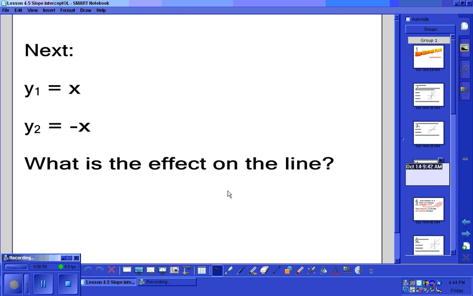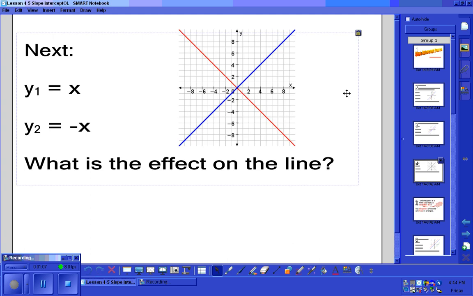One more time, pause the video, go ahead and graph these two lines from your y equals screen. All right, now what happened? Well, our first line was that nice diagonal, that basic parent function, and then all of a sudden we've got another one going the opposite direction. See if you can tell what part of this equation is making it go the opposite direction. Yeah, it's the negative sign.